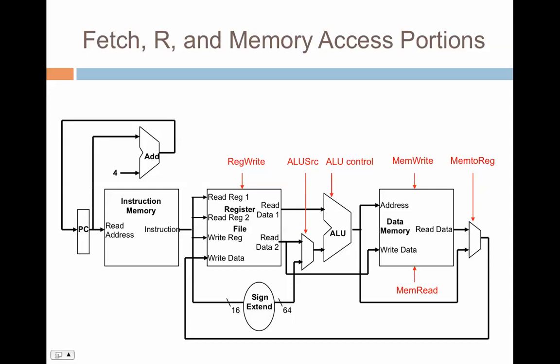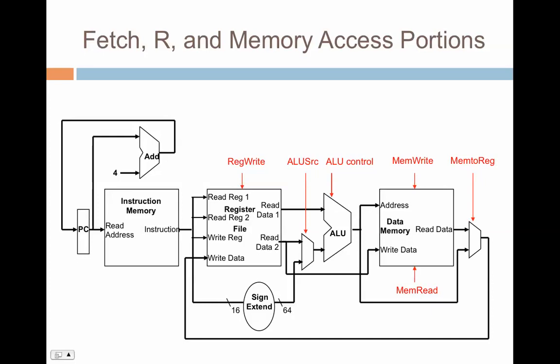Here we see all the components that we've seen so far, which are the instruction memory, the register file, the ALU and the data memory, all put together. And this would be what we call a single cycle implementation of the data path and control.